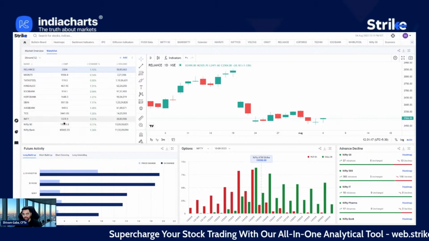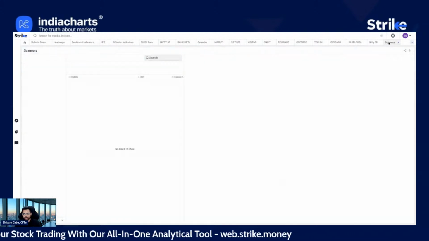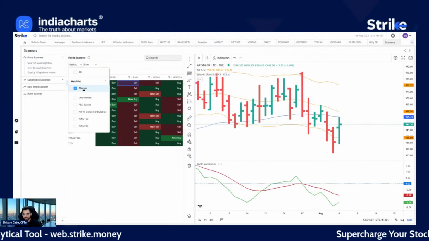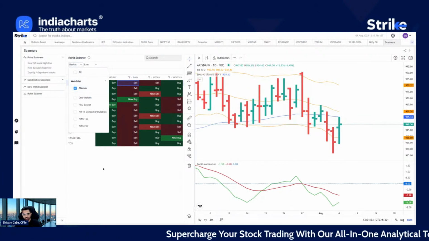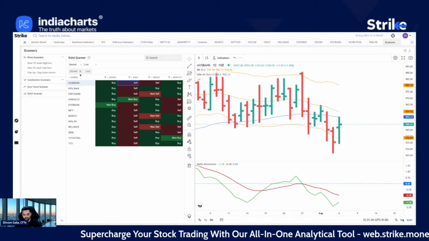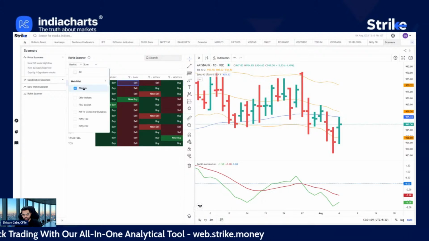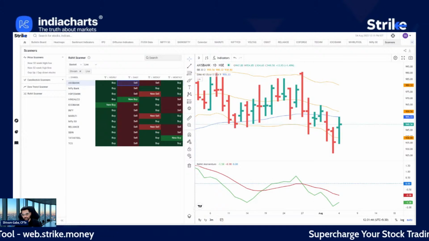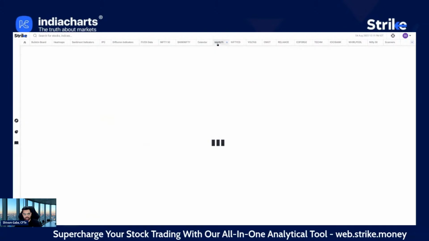Now the important part is when you go to any scanner. So let me go to any scanner. Here in the baskets, you can select your own watch list and see that particular scan only on your selected watch list. So right now, if I've created a watch list with my name, I select that watch list as a basket, and I will see the results of that particular scanner on my list.